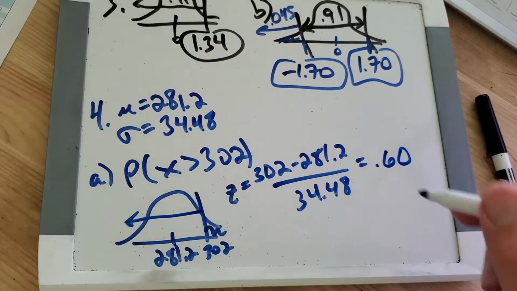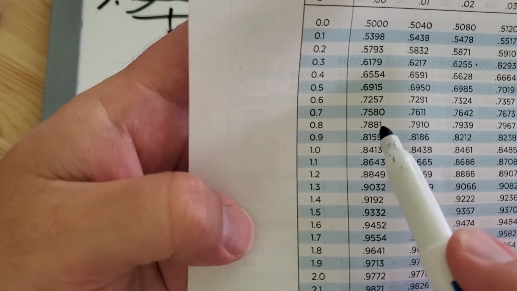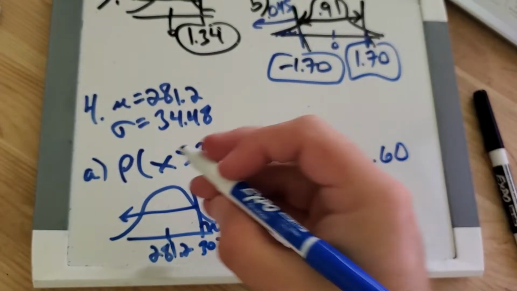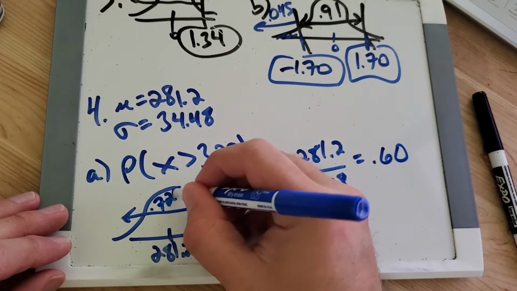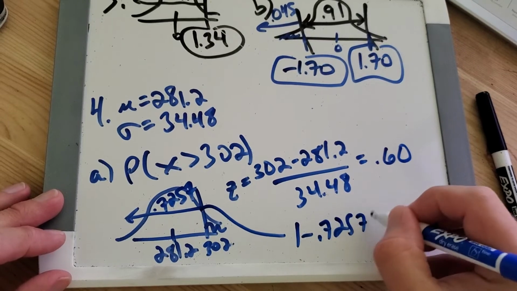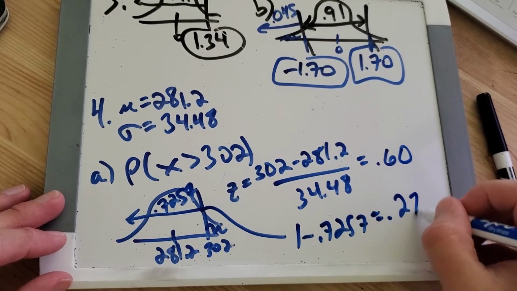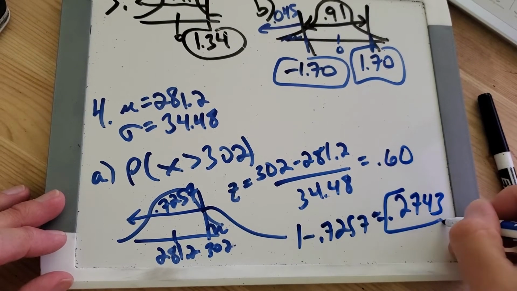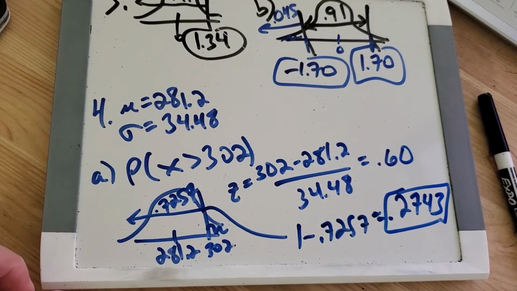Of course, if I look that up, I'm not going to get the answer. I'm going to get the opposite of what I want. For 0.60, I get 0.7257. So if I do 1 minus that, I get the answer, 0.2743.